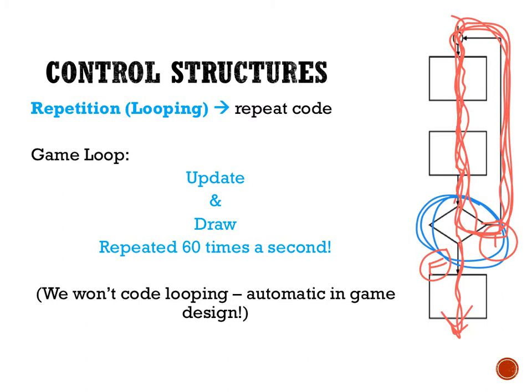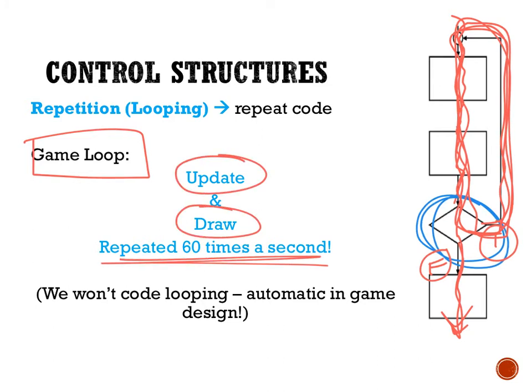Now, we won't use this a whole lot, partially because in game design, there is this built-in game loop that automatically structures our game to be a repetitive loop that is constantly repeating sections of code. So you have the update and the draw method that, remember, are repeated 60 times per second. So we won't actually code a lot of loops simply because this is an automatic part of game design. It is constantly looping over and over again at a rate of 60 times per second. So update and draw are constantly relooping.